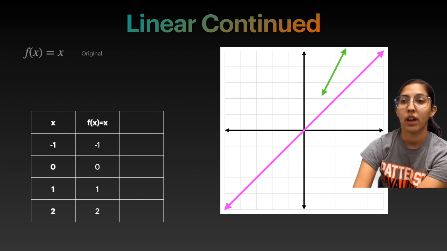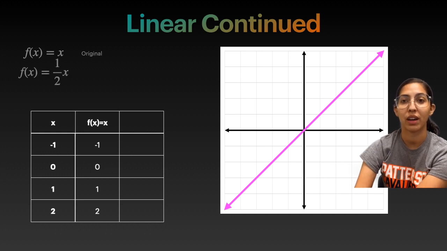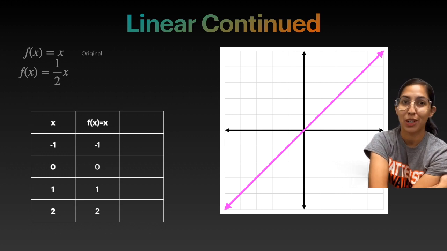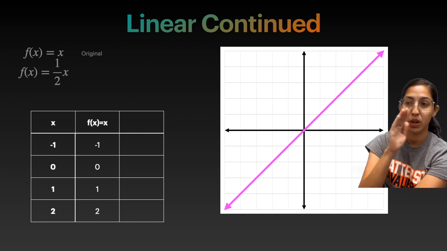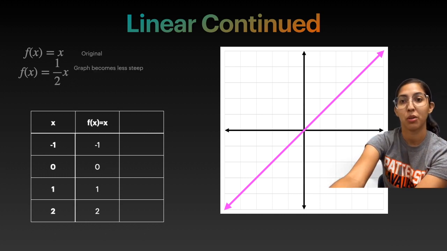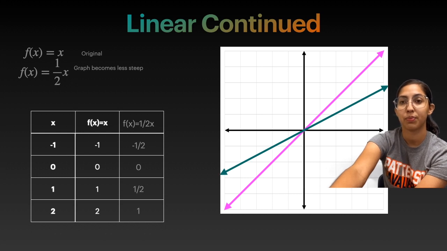Let's look at another example. F of x equals 1/2 x. On the last one, the slope was bigger than 1, so we figured it got steeper. So now that it's smaller than 1, we are assuming that it's gonna get less steep. So the graph becomes less steep. -1/2, 0, 1/2, and 1 are our new coordinate points, and it gets less steep.